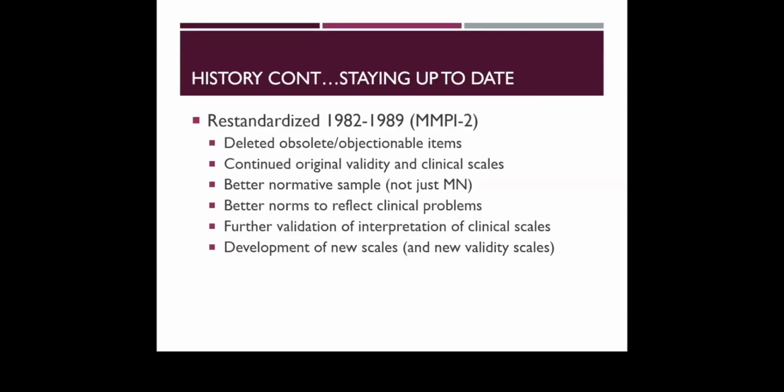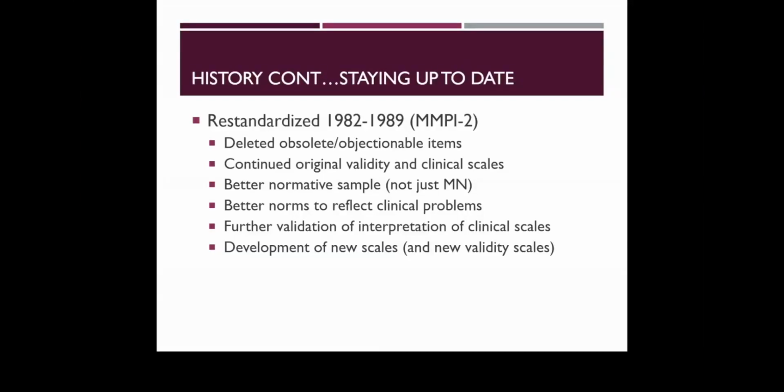Many people were using content scales at this point. In effect, the instrument at this point had 567 items, which is a lot, even for a true-false scale. It was very long. It had 34 different scales, if you counted all the validity scales and clinical scales and content scales and supplementary scales that got developed.